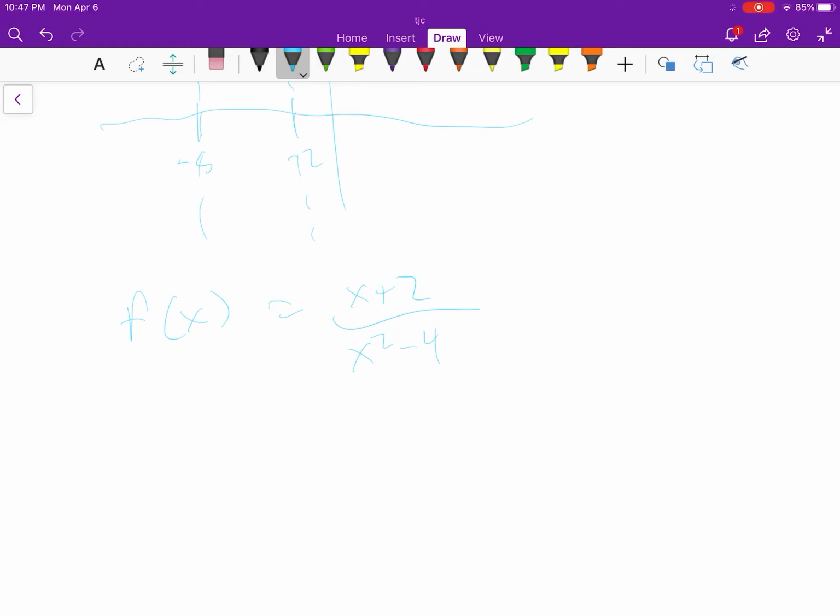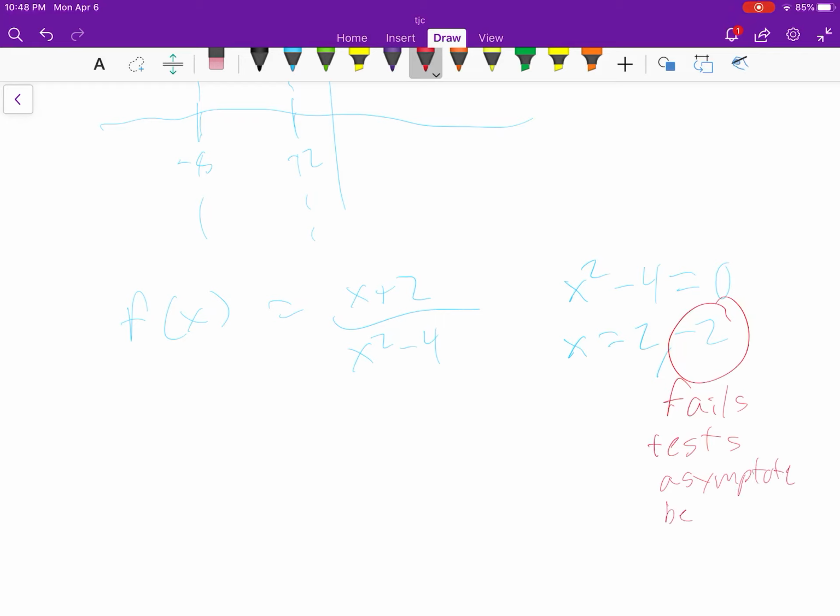Okay. So on this guy, we're finding all the values where the denominator equals 0. Well, there are two of them. There's x equals 2 and x equals negative 2. Now notice one of these does make the numerator equal to 0, and that's negative 2. When you plug negative 2 into the top, you get 0. So this guy right here fails the test for asymptotic behavior. So it is not an asymptote, but that's not to say it's not something special. It is something special.